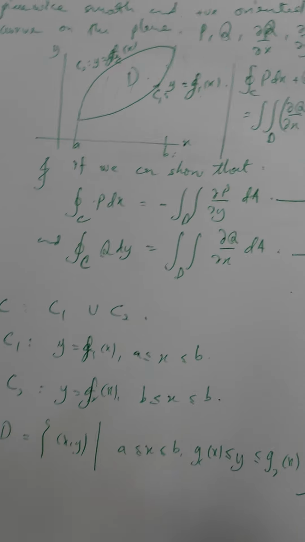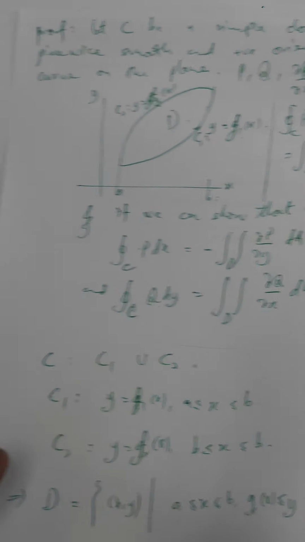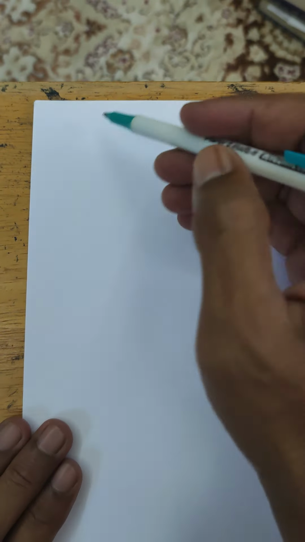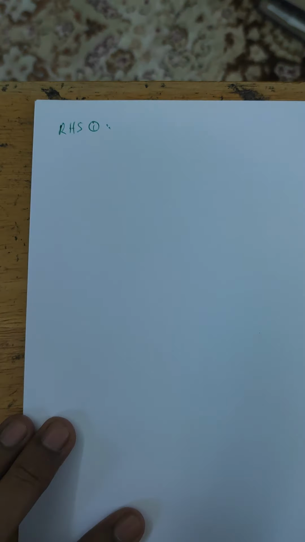Now, remember we have equation 1 and equation 2. We're going to prove them one by one. I'm going to prove just one, and number 2 you do by yourself. So now consider the right hand side of 1.